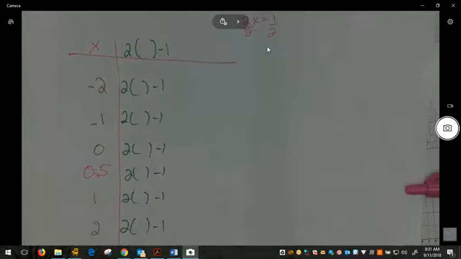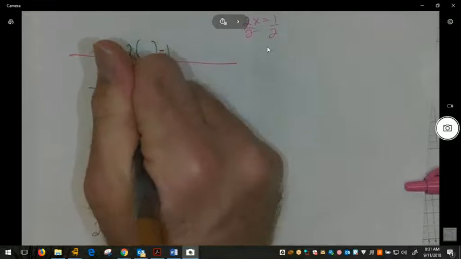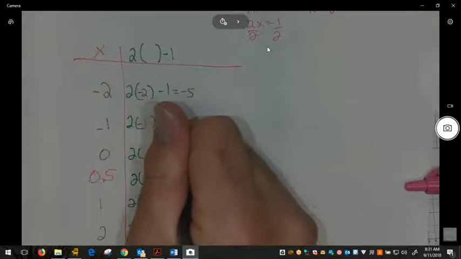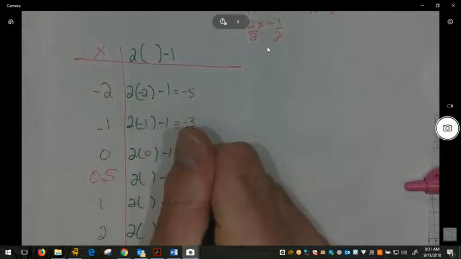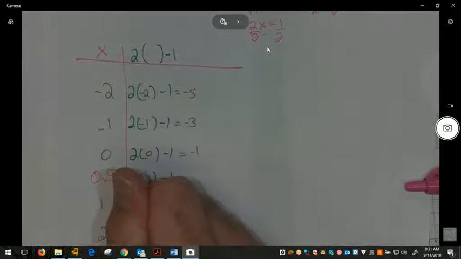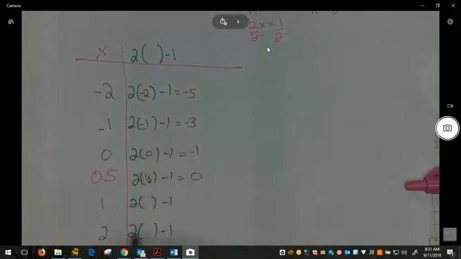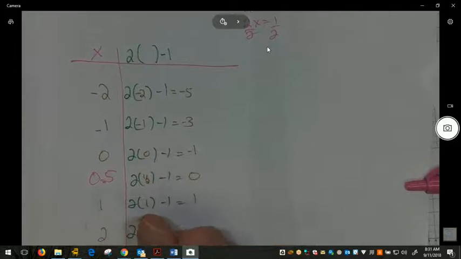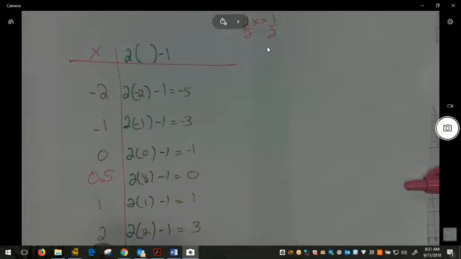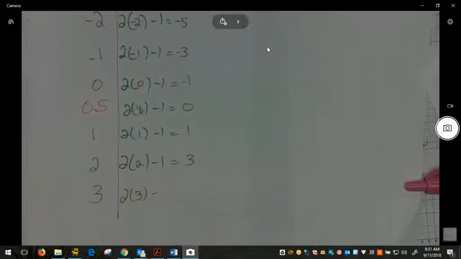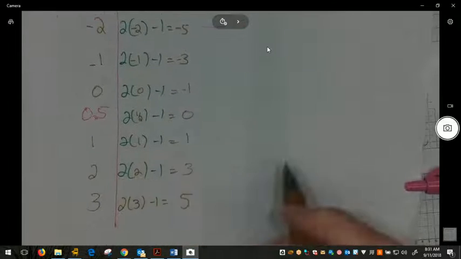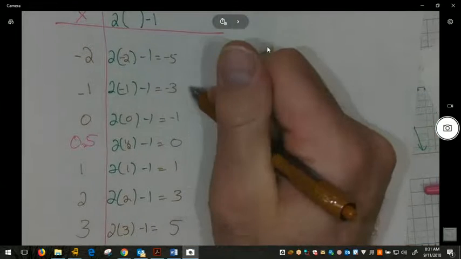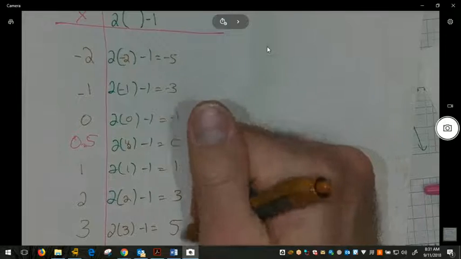This first one gives me 2 times -2, which is -4, minus 1 is -5. 2 times -1 is -2, minus 1 is -3. 2 times 0 minus 1. 2 times 1/2, which is 1, minus 1. 2 times 1 minus 1. 2 times 2 minus 1. And 2 times 3 minus 1. In this case, because the numbers are very similar to the ones I had last time, I have -5, -3, -1, 0, 1, 3, 5.